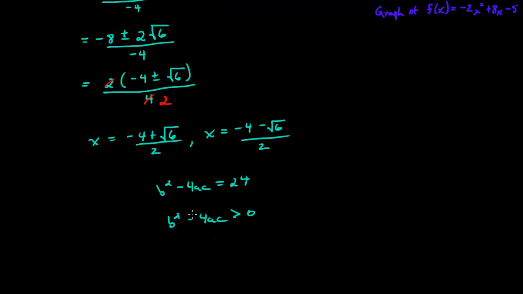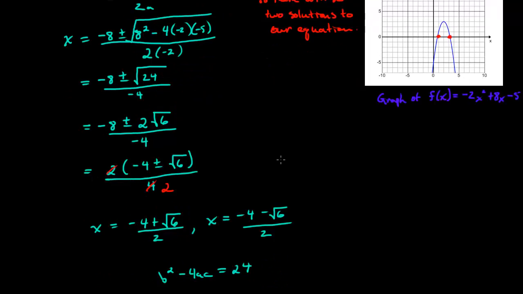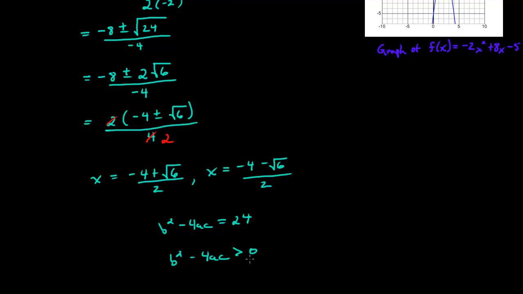If b squared minus 4ac is greater than 0, you'll always get two roots, because if you look at how the quadratic formula is set up, you'll get one value of negative b plus the square root of this number, and you'll get another root where you have negative b minus the square root of this number underneath the radical. So anytime that b squared minus 4ac is greater than 0, you'll always get two distinct roots. You'll get two different roots to your quadratic equation.